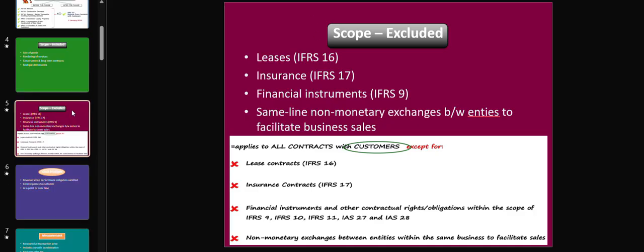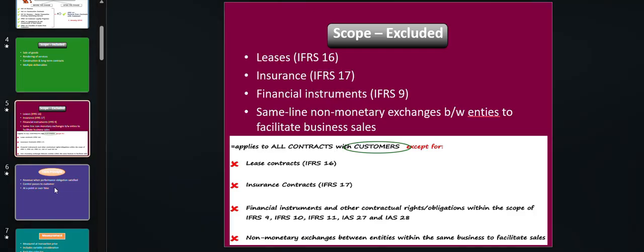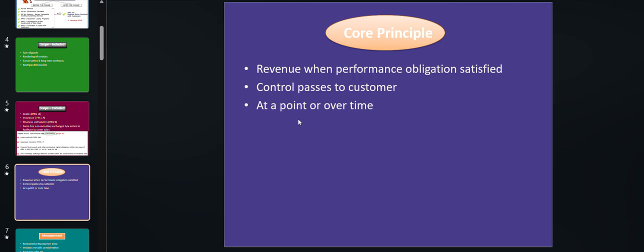After this, we will try to understand the main core principle of IFRS 15. The core principle of IFRS 15 is that revenue should be recognized when a performance obligation is satisfied. This occurs when control passes to the customer. Revenue may be recognized either at a point in time or over time, depending on the nature of the contract. This is the main core principle of IFRS 15.